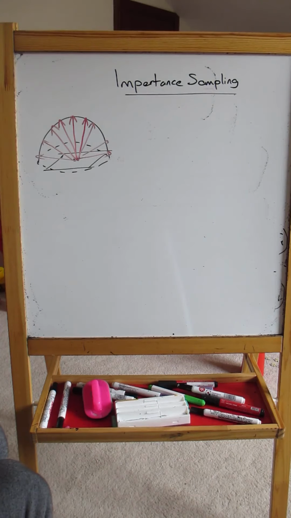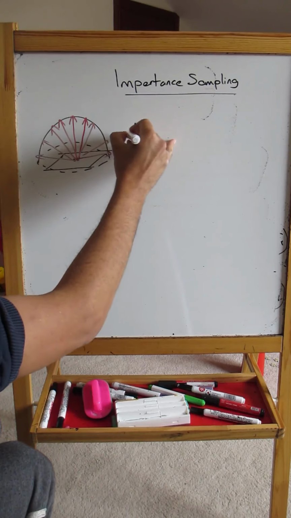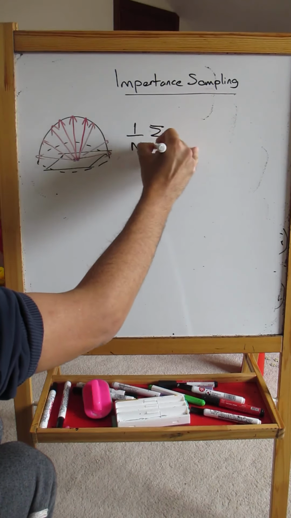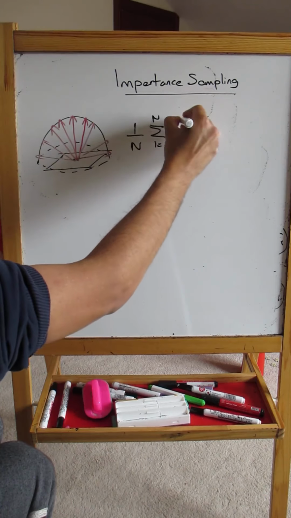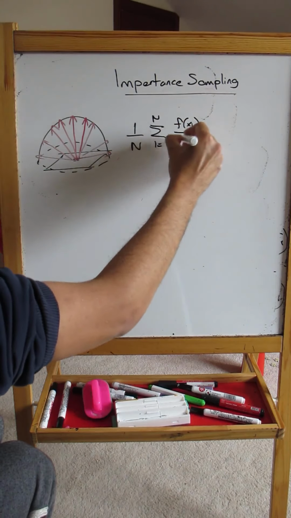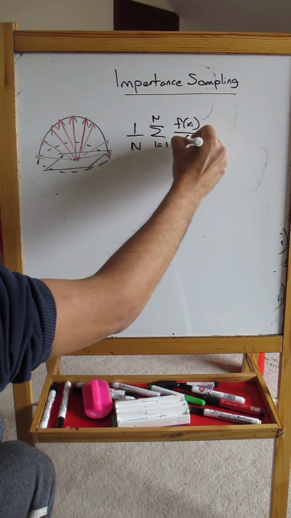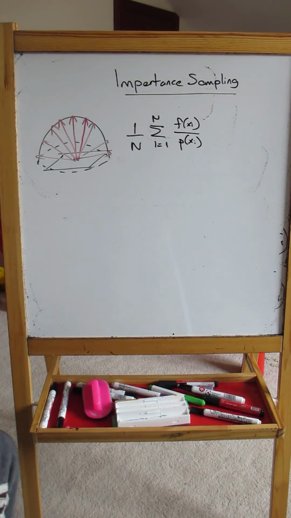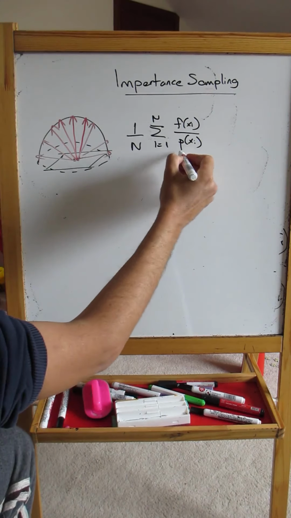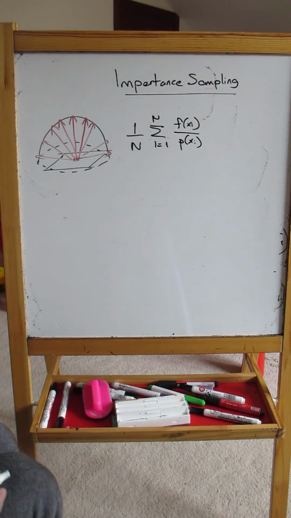If you remember, in Monte Carlo we were dividing the value of the function. So we were computing 1 over n, sigma i from 1 to n, f of x_i divided by the probability of x_i. This probability can be a uniform probability for every x_i, or it can be a non-uniform probability. It doesn't change anything in the formulation.